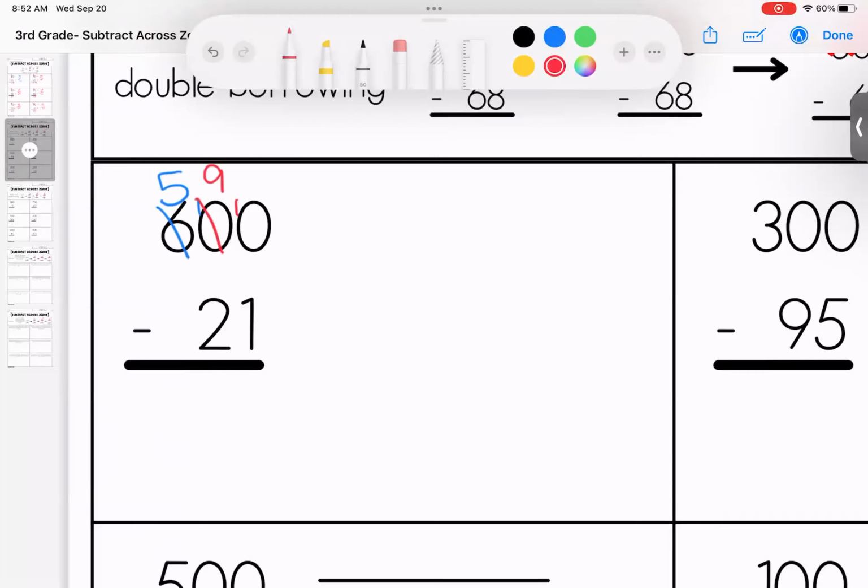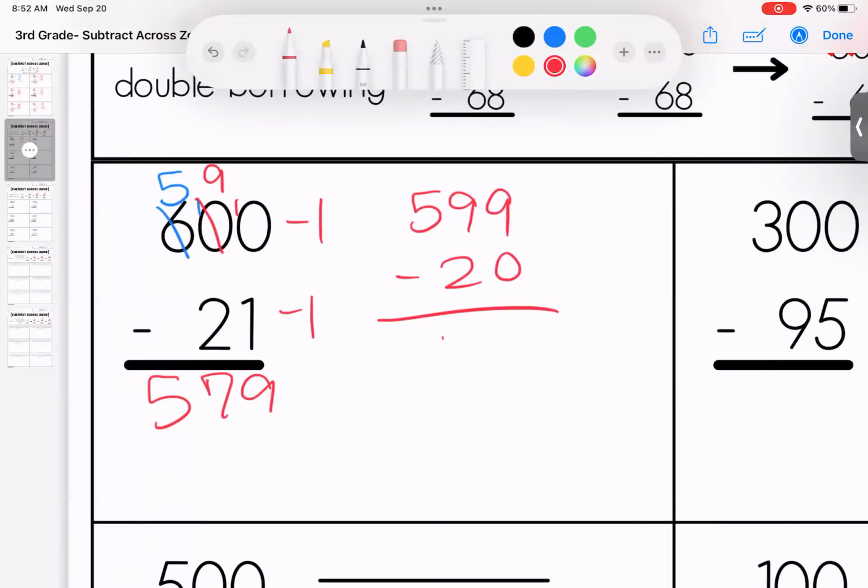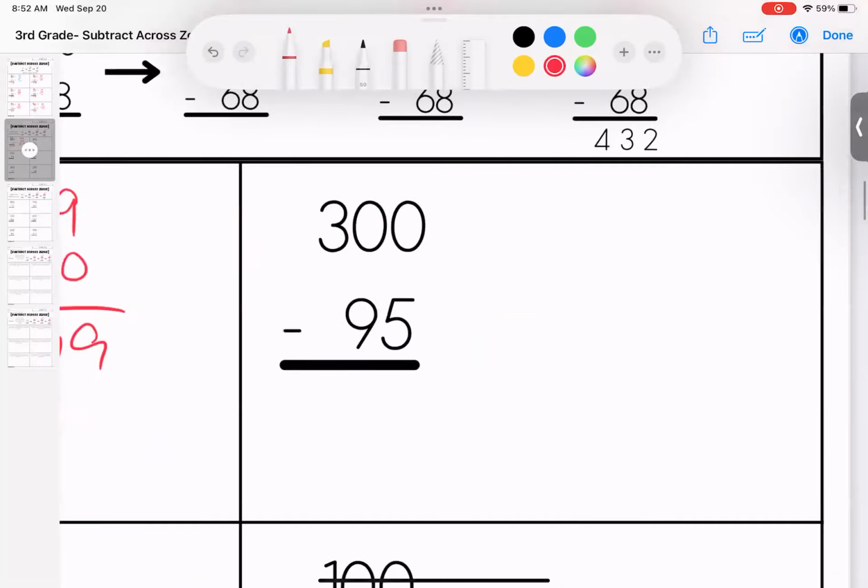Now I can do my subtraction. 10 minus 1 is 9. 9 minus 2 is 7. 5 minus nothing is 5. If I take 1 from each, I end up with 599 minus 20, which also gives me 579. This strategy is really, really helpful when we get into the land of double borrowing.